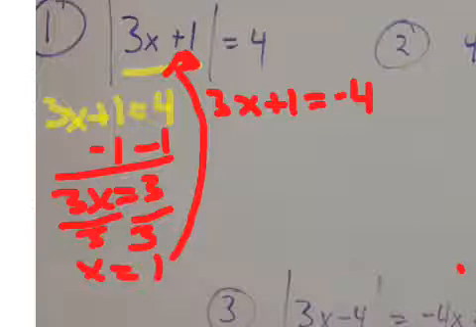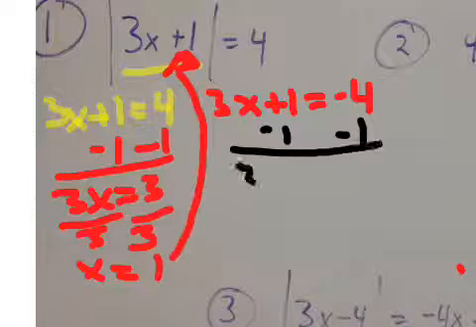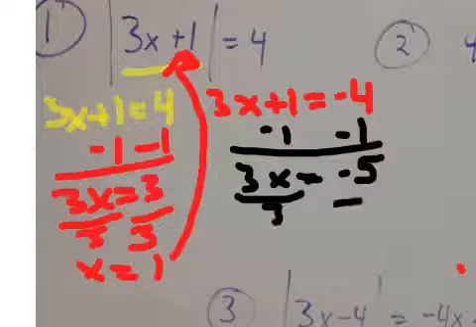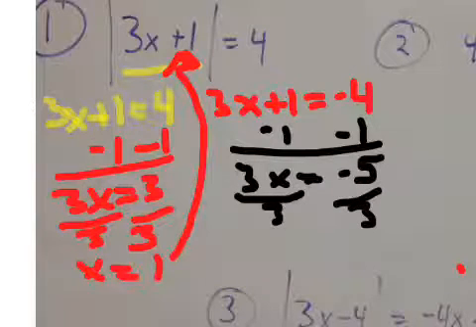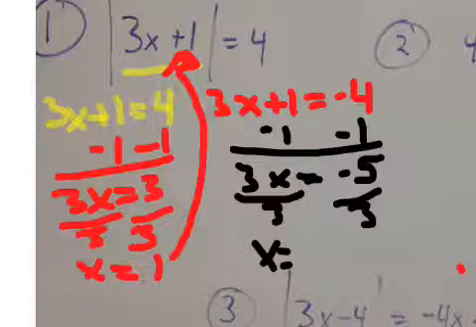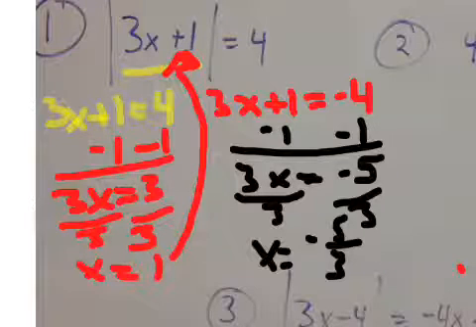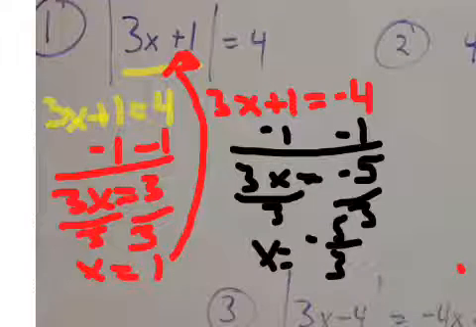I'm going to go ahead now and solve the one on the right here. I'm going to subtract 1 on both sides. 3x equals negative 5. Divide by 3 on both sides. You get x is equal to negative 5 thirds. Which is a good thing because that also works: 3 times negative 5 thirds, the 3's will cancel. You'll have negative 5 plus 1 is negative 4. The absolute value of negative 4 is in fact 4. So both of those answers work. So x equals 1 and x equals negative 5 thirds. So that's perfect. We did it.